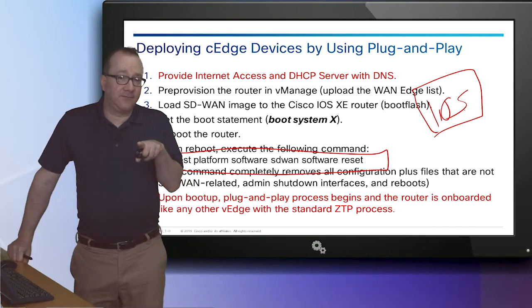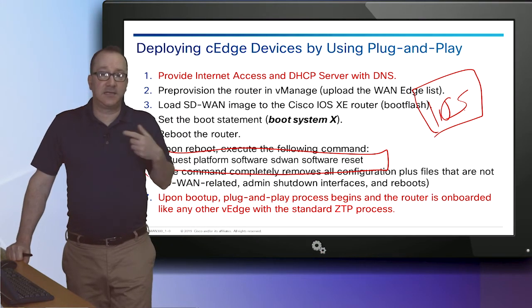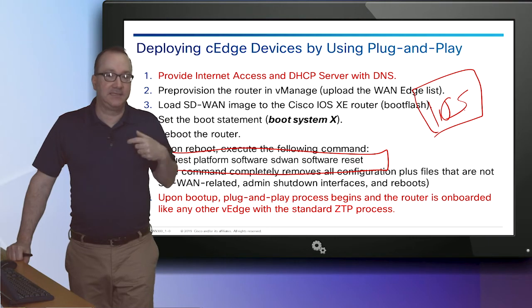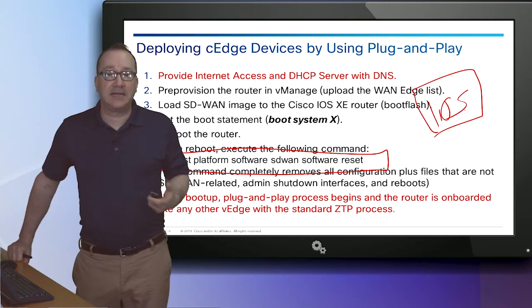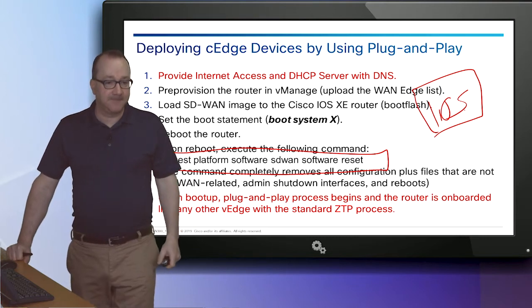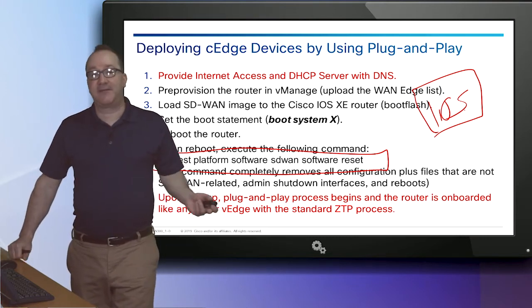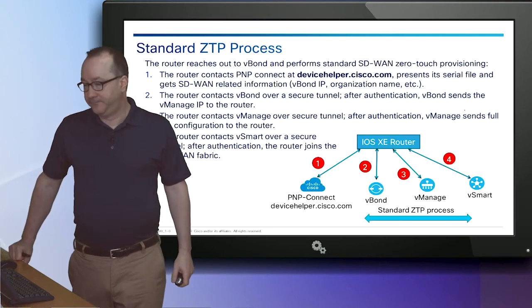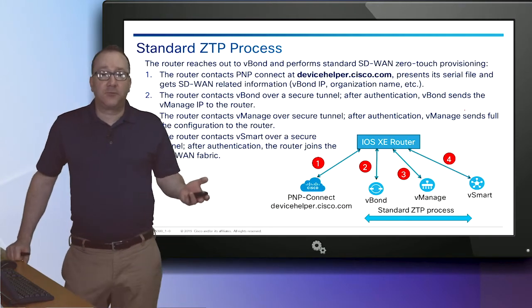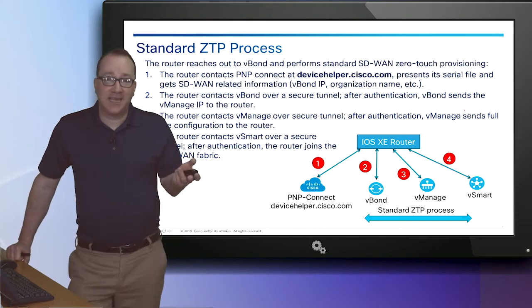By the way, because it's a Cisco Edge device instead of a vEdge device, we are not going to be connecting to ztp.viptela.com. We're connecting to devicehelper.cisco.com. That's the Cisco plug-and-play service. Okay? And then after that, it links it over to the ZTP process. So the router is going to reach out to vBond. It performs the SD-WAN.